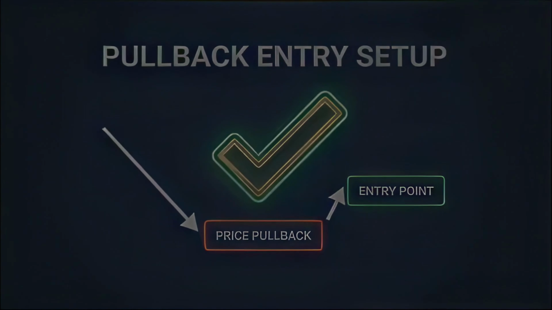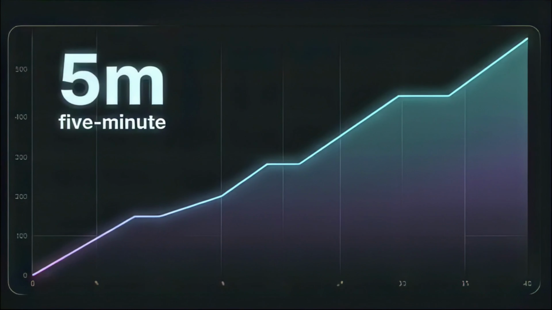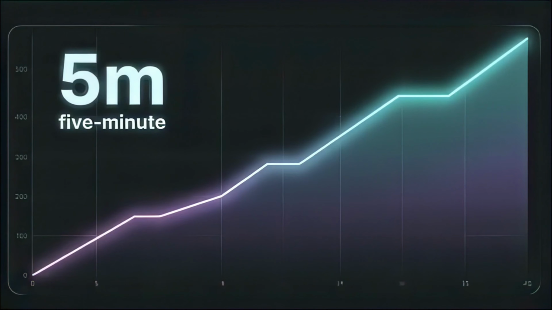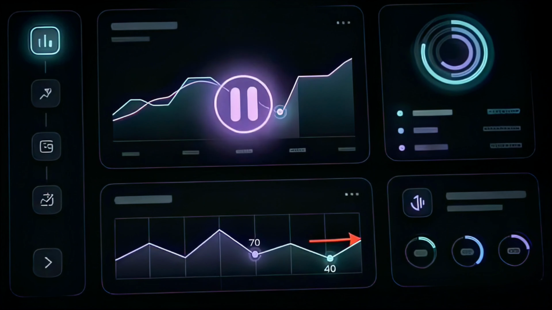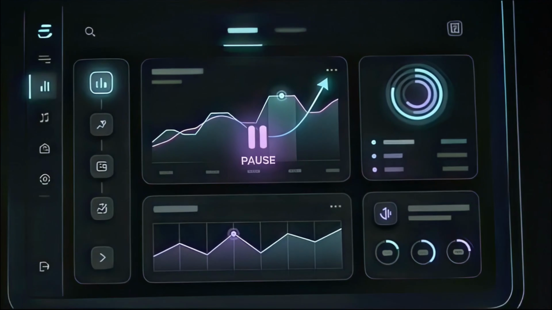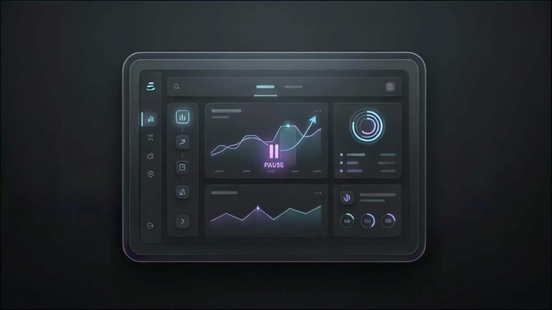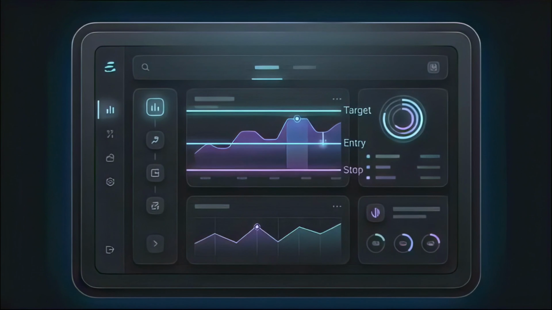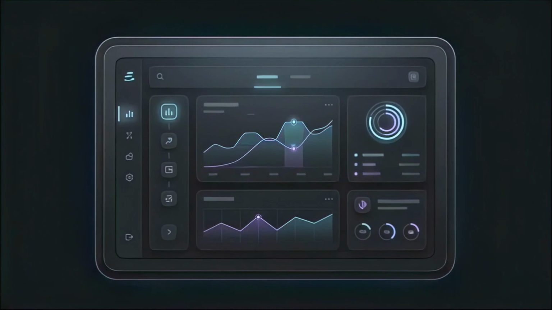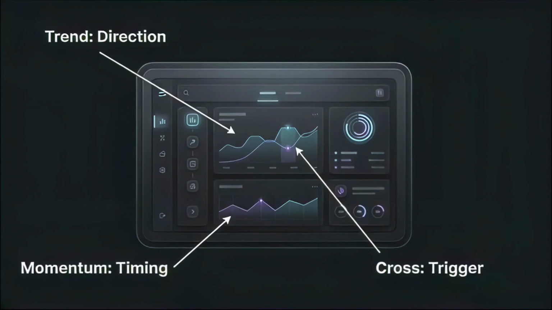Full stop. Let me put one together. You are in an uptrend on the 5-minute chart. Price pulls back, the line slides from 70 down toward 40. You do nothing, you wait. Then it turns and crosses back above its smoothed line. That is your trigger. You enter, stop just below the pullback low, target the prior high. The trend gave you direction, momentum timed the entry, the cross pulled the trigger.